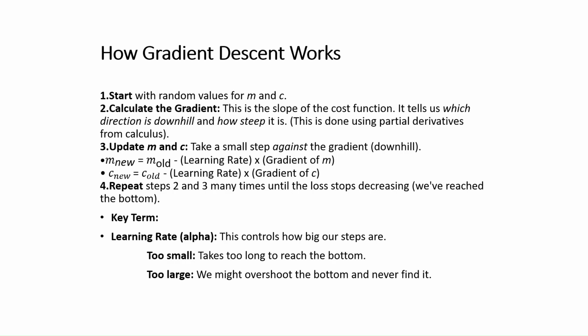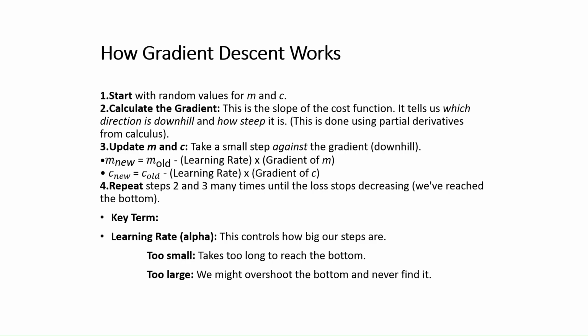Third is update m and c. Then take a small step against the gradient, downhill. m new equals m old minus the learning rate times the gradient of m. Then c new equals c old minus the learning rate times the gradient of c. Then the fourth step is to repeat steps two and three many times until the loss stops decreasing. We have reached the bottom.